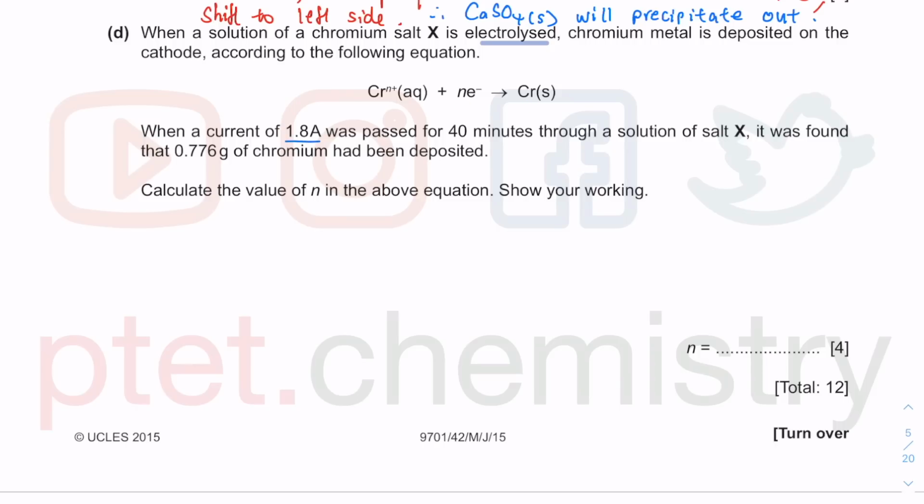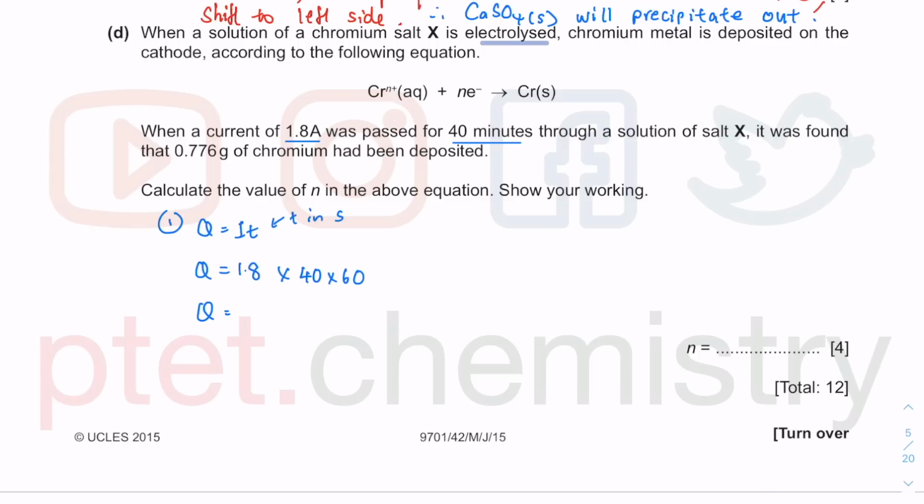We are given current and we are given time in minutes. So this is pretty much one of those Q equal to IT kind of questions where the T has to be in seconds. Be very careful. 1 minute is 60 seconds. Your physics will have told you the time must be in seconds. So Q is equal to 1.8 amperes times 40 times 60 to convert it to seconds.